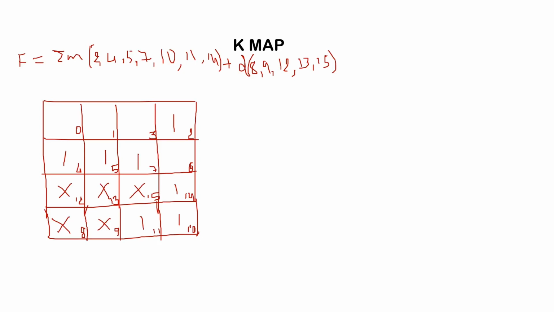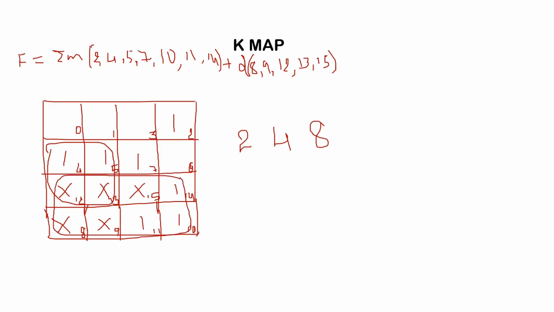So the next procedure is grouping these ones and don't cares. Let me group the maximum number. It should be grouped with maximum numbers: 2 ones, or 4 ones, or 8 ones are to be grouped. We can also include don't cares to have the maximum grouping.